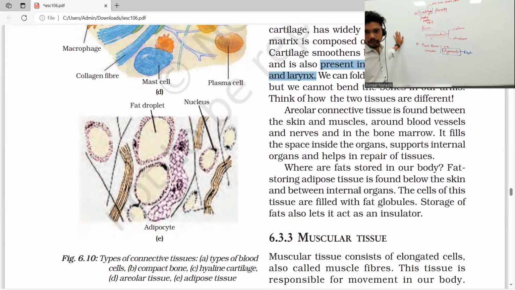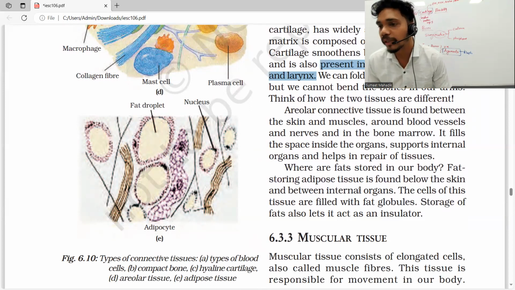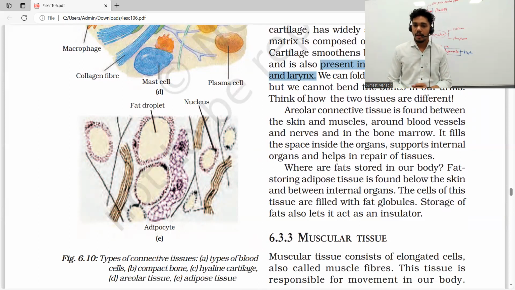Areolar connective tissue. Can you read that? I'm reading it, just look at that. Areolar connective tissue is found between the skin and muscles. In the skin and muscles, there are air spaces, and that's called areolar connective tissue. It fills the space inside the organs, supports the internal organs, and helps in the repair of tissue. Please, that is an important one.